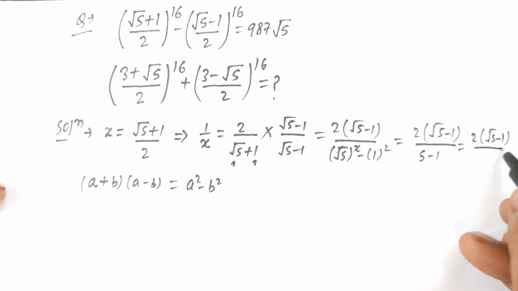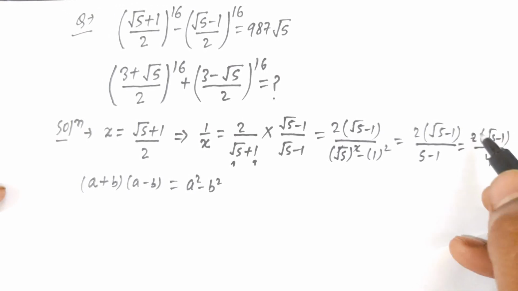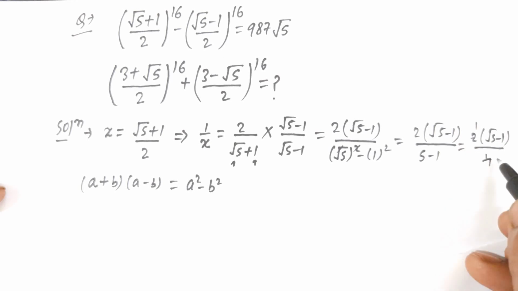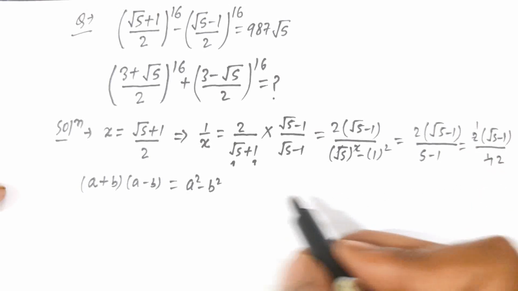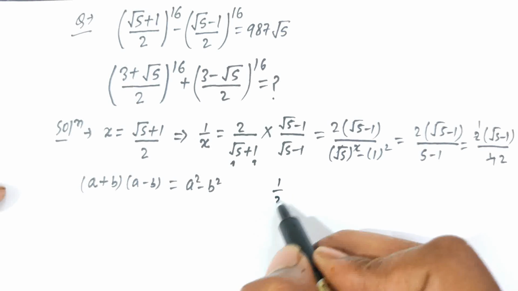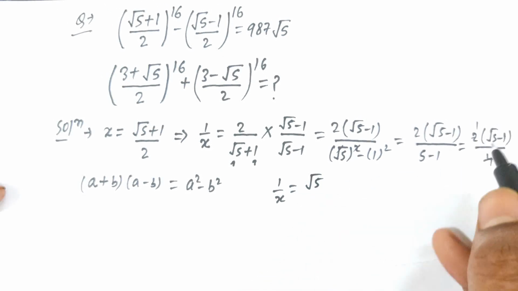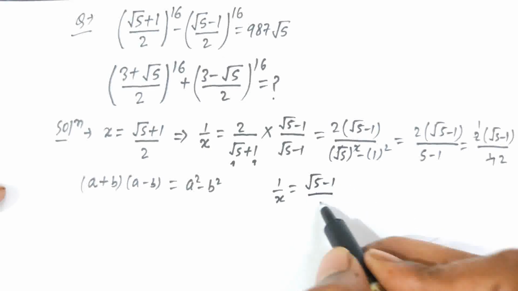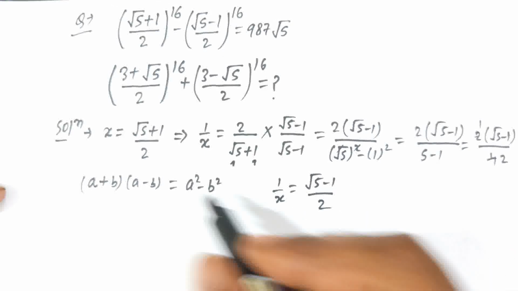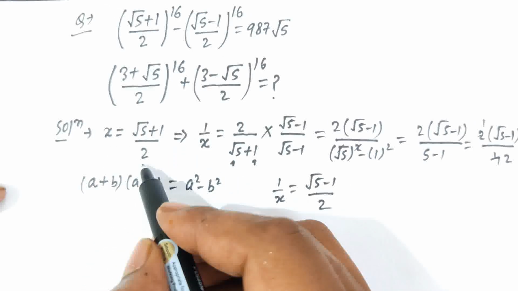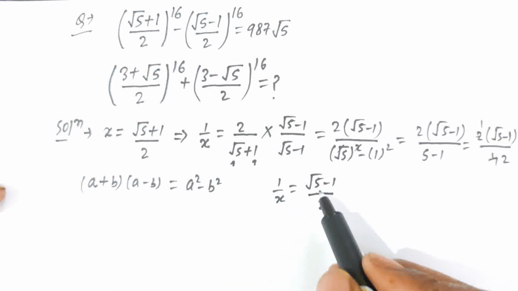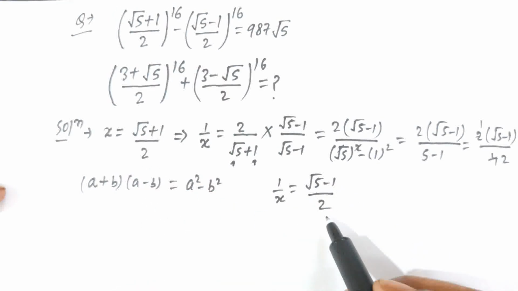And this is equals to 2 times (√5 − 1) divided by 4, and this 2 is divided by 2, then we get 1, and this 4 is divided by 2, then we get 2. So here value of 1 by x is equals to (√5 − 1)/2. So students, if x is equals to (√5 + 1)/2, then value of 1 by x, that is (√5 − 1)/2.